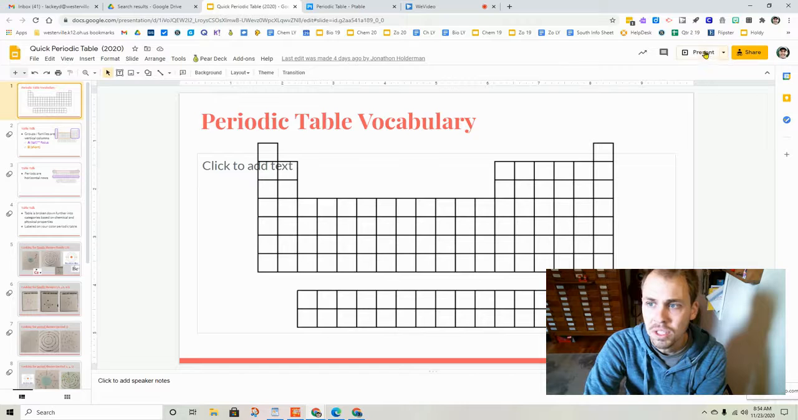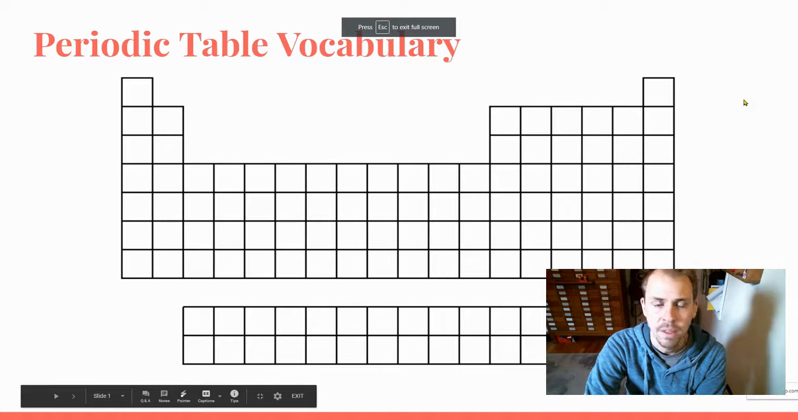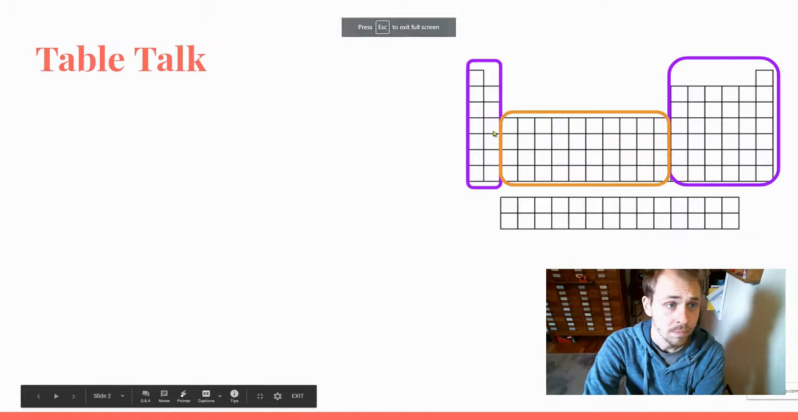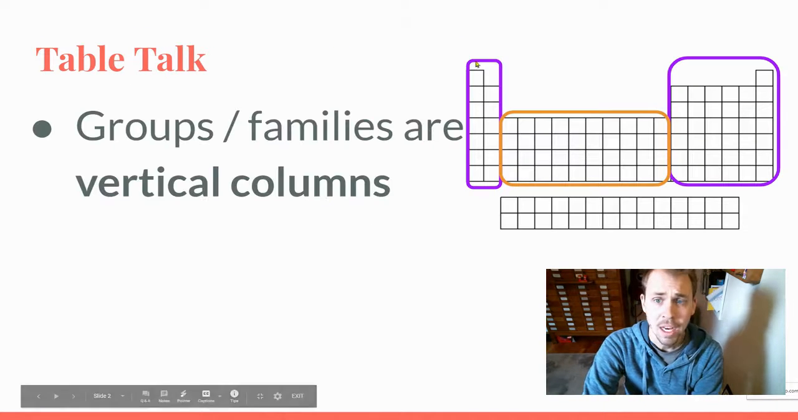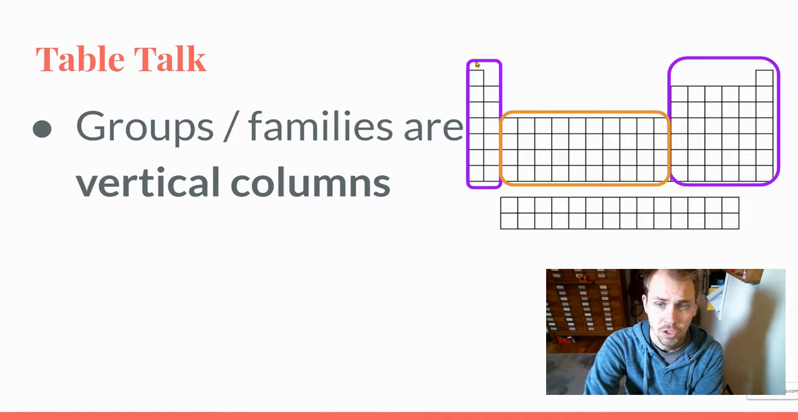Let's just talk about some of the basic vocab that you want. First of all, a column on the periodic table. A column, remember, is something that goes up and down. Over here on the left, I have two columns that I've circled in purple. In the middle in orange, there's a bunch of shorter columns. And then on the right, there's some more taller columns again.